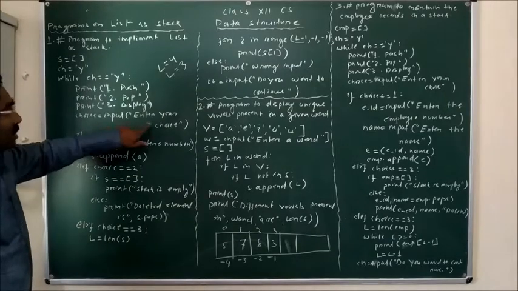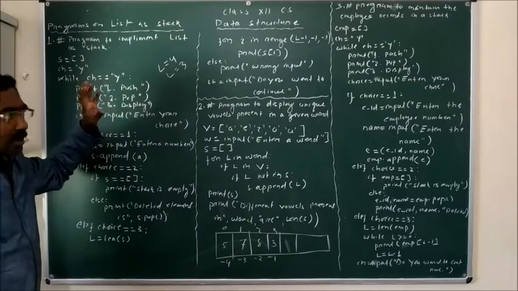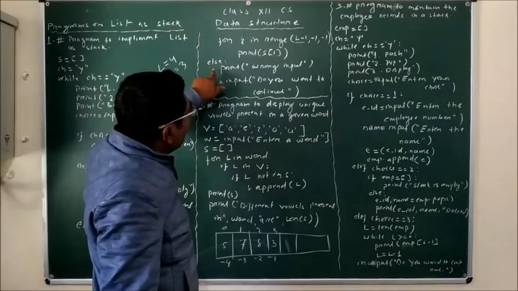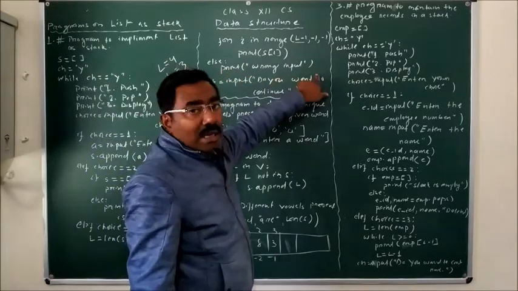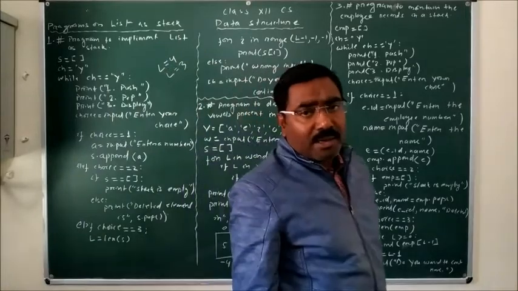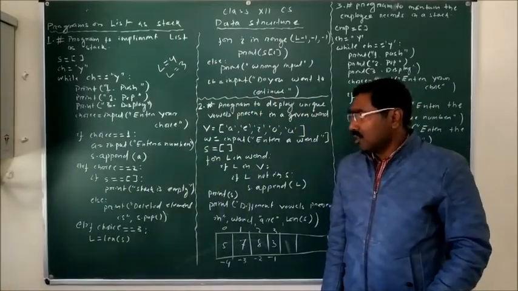Suppose instead of this choice, I enter 4 or 5 or 10 or any other value. Then what happens? The last else statement executes, in which it will display wrong input. So this is a normal implementation of stack in which we are using a list to implement the stack.